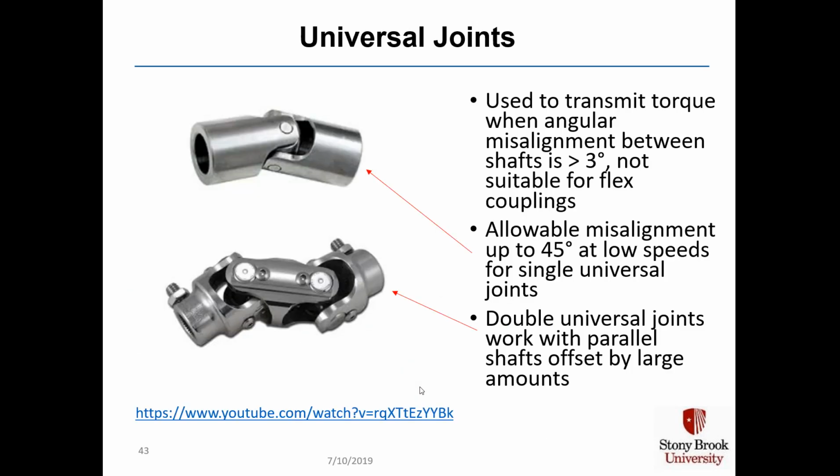Universal joints are used to transmit torque when angular misalignment between the shafts is greater than 3 degrees, a point at which flex couplings won't work. And they allow misalignment up to 45 degrees at low speeds for single universal joints. Double universal joints work with parallel shafts offset by large amounts. The video link shown here at the bottom gives you a very good depiction of how universal joints work.